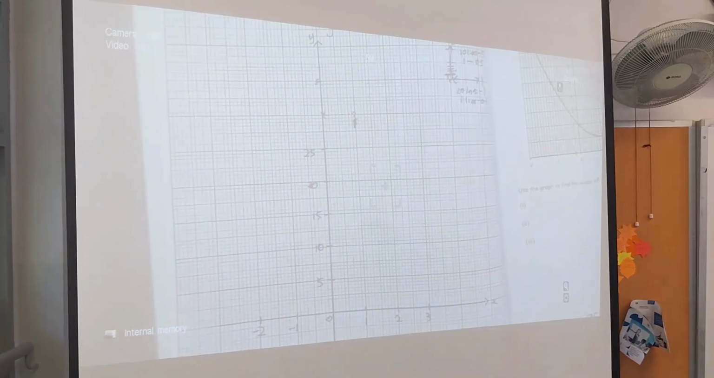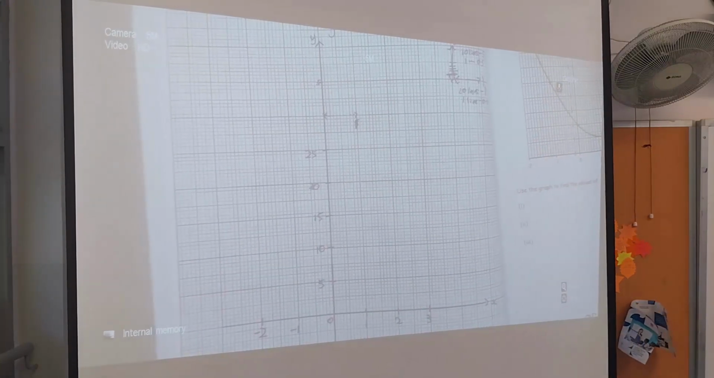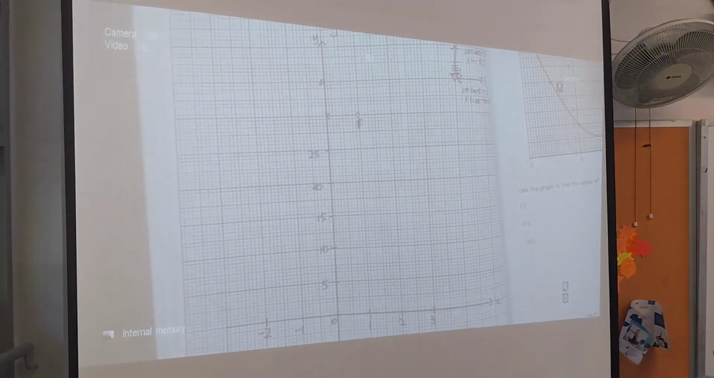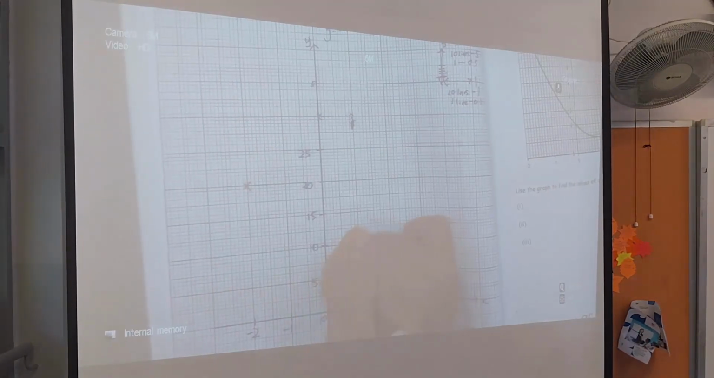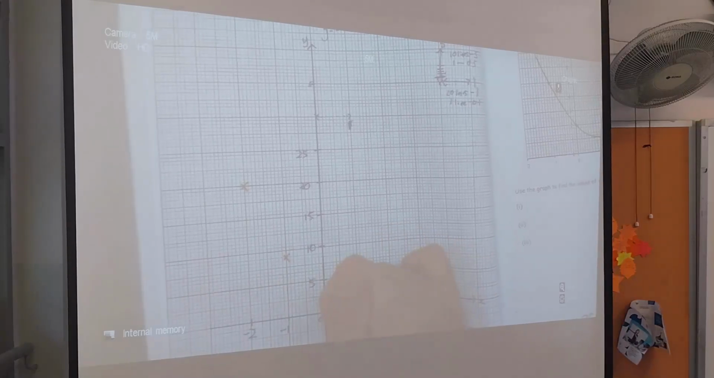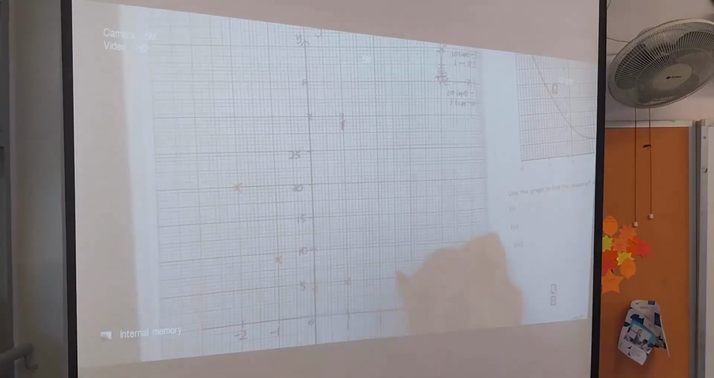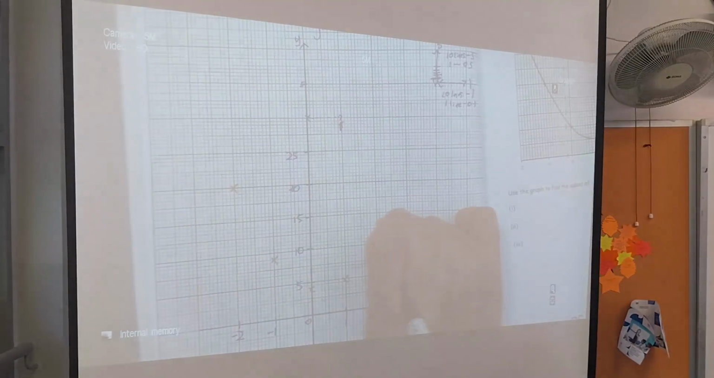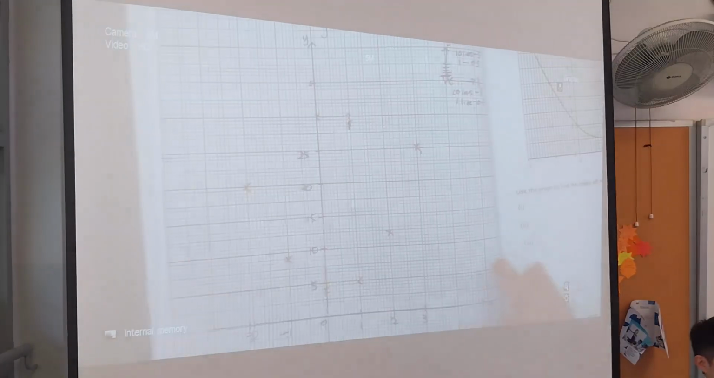Okay, can you please now plot the points? I suppose you all have plotted already, right? Negative 2, 20 will be here. Negative 1, 9 will be here. 0, 4, 1, 5, 2, 12, and 3, 25. Alright, so that's how much time you need to plot it.